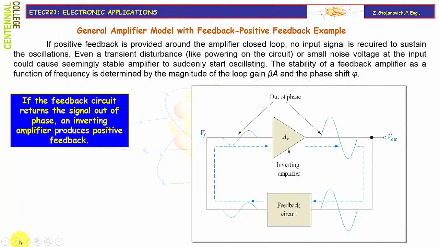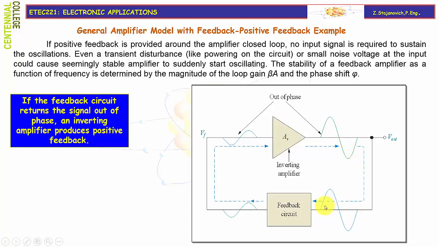If positive feedback is provided around the amplifier closed loop, no input signal is required to sustain the oscillation. Even a transient disturbance like powering on the circuit or small noise voltage at the input could cause a seemingly stable amplifier to suddenly start oscillating. The stability of a feedback amplifier as a function of the frequency is determined by the magnitude of the loop gain, beta A, and the phase shift, call it phi.